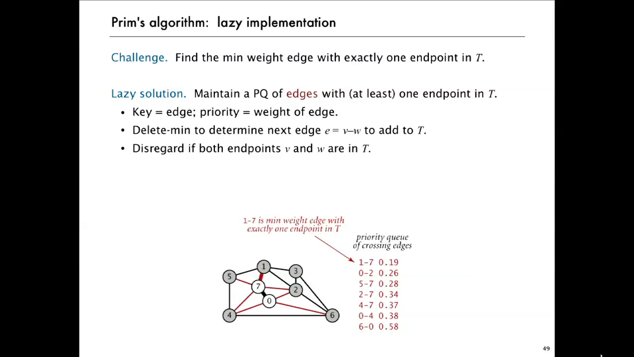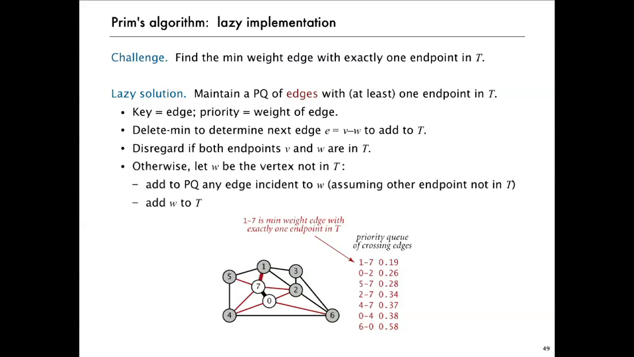Now, there's going to be some edges on the priority queue that are obsolete, and we've already found better ways to connect them. So we'll just disregard an edge that has both endpoints in the tree. We've already found a way to connect them, and we don't need that edge for the minimum spanning tree. That's why it's called a lazy implementation. We allow stuff to be on the priority queue that we know is obsolete, and then when we pull it off the queue, we test whether it belongs in the tree or not.